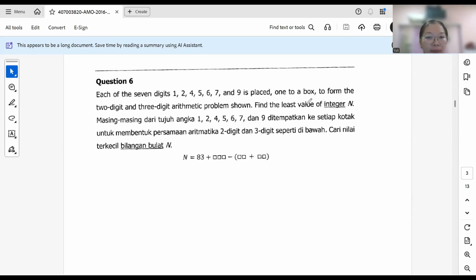For number 6, find the least value. To find the least value, you have to make this one as small as possible and this one as big as possible. The smallest that can be for a 3-digit number will be 124. And this one, you have to try to find the biggest possibility. So I try 97. And remember, it's only 1 digit to a box. That means you can use each only 1 time. So it's going to be like this.